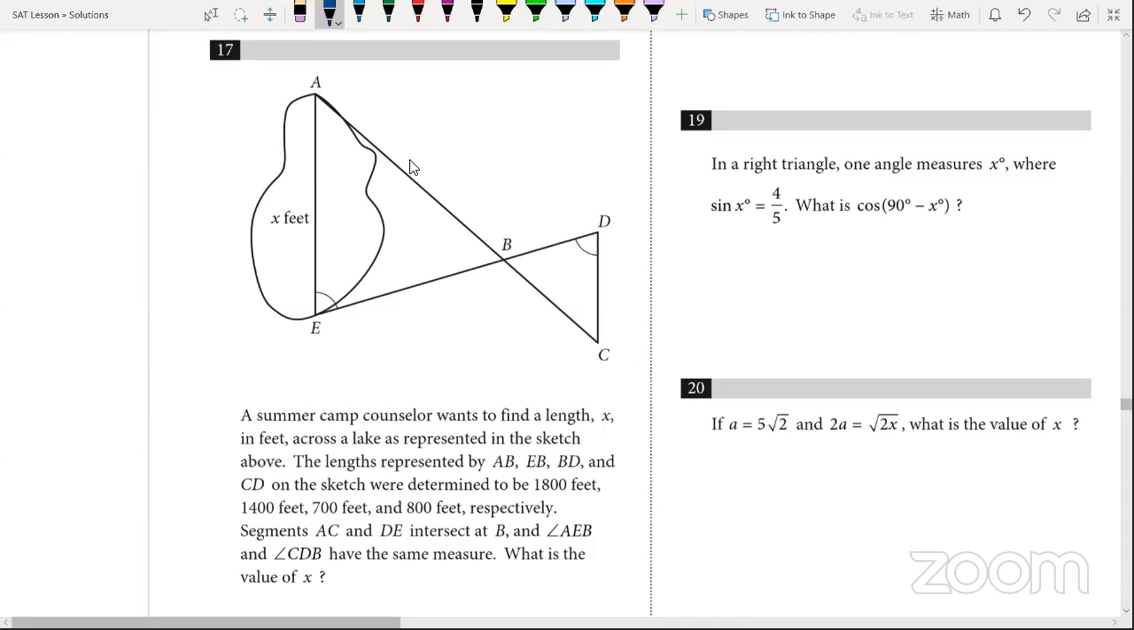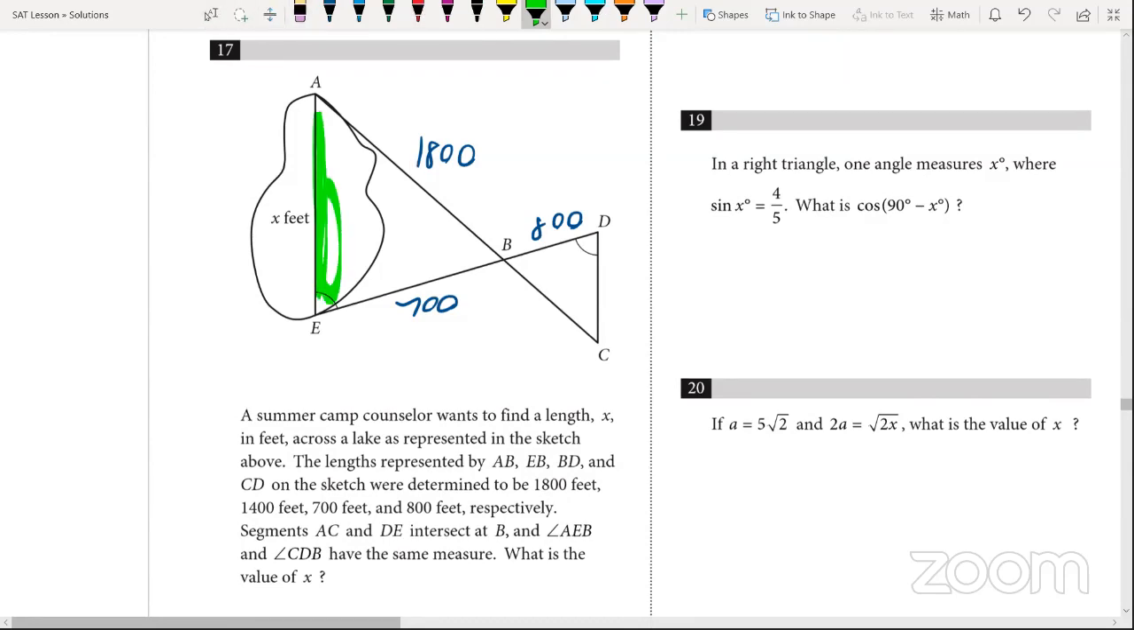Let's see here. Just going through the information, AB was said to be 1,800 feet. EB is said to be 700 feet. And BD is said to be 800 feet. And the length X that we're looking for is this one right here.